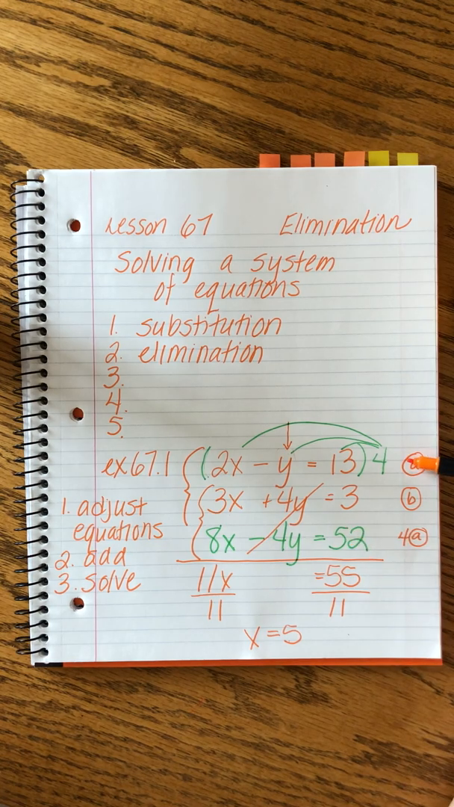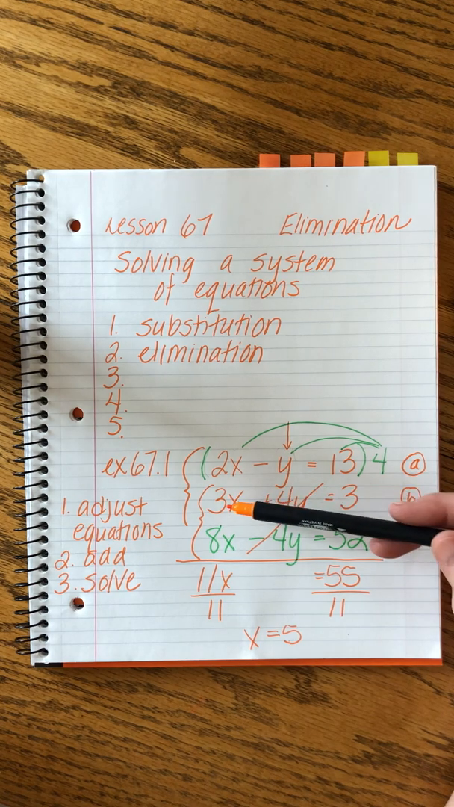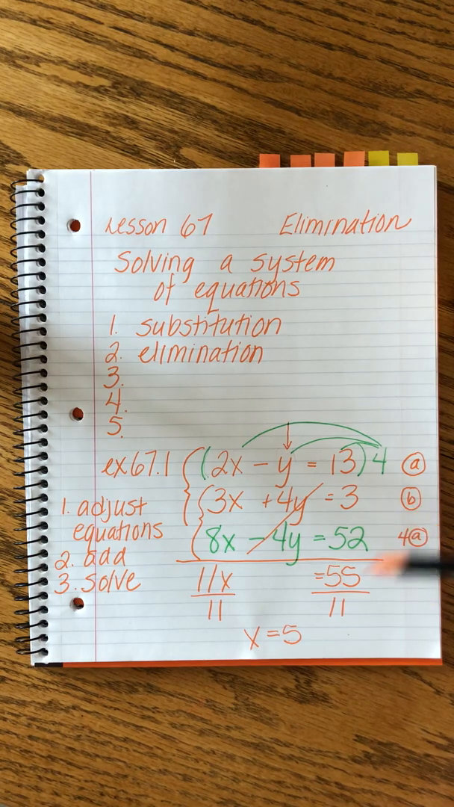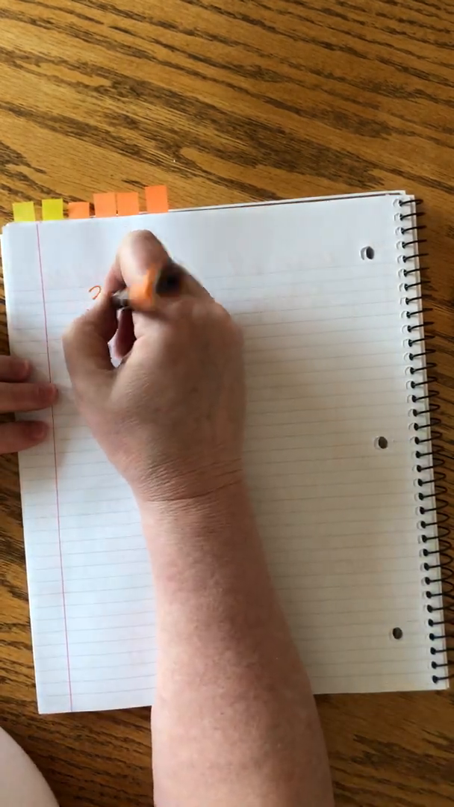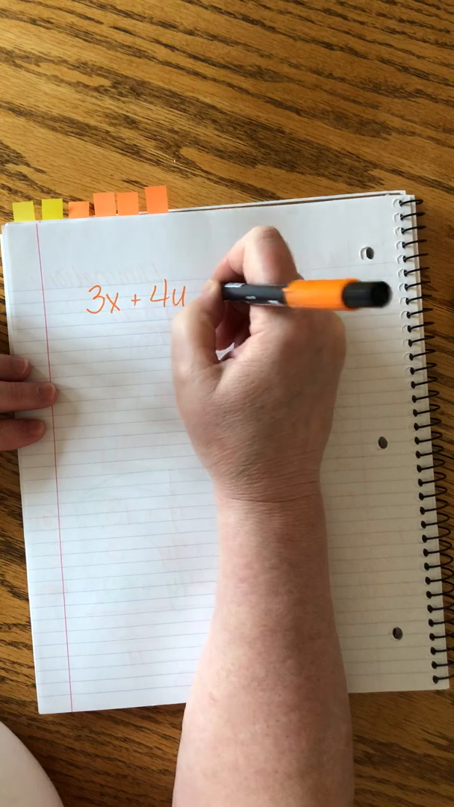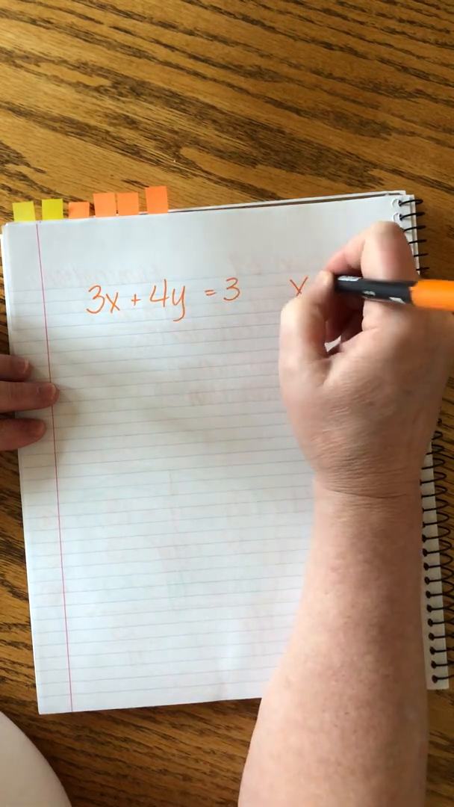Here's the good news. We can use A, or we can use B, or we can use this one that we created, 4 times A. Now, I don't know why we would want to, because this just has bigger numbers. I like this one because it's got the simplest numbers. So we're going to plug into this. I'm going to have to turn the page. 3x plus 4y equals 3, and then we got x equals 5.